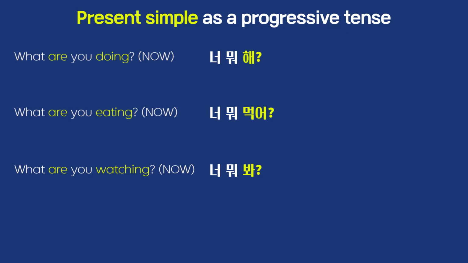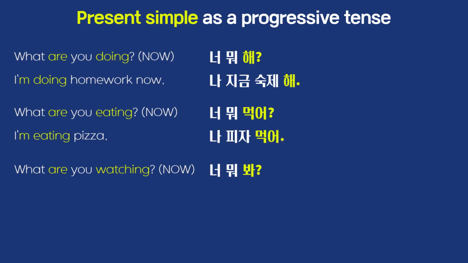And even when we're answering these questions, rather than using the present progressive verb structure, we can actually use the present simple and say 나 지금 숙제해. I'm doing homework now. 나 피자 먹어. I'm eating pizza. And 나 영화 봐. I'm watching a film. And as well as talking about what we're doing now, we can also use the present simple tense to talk about what we're doing around the time of speaking.